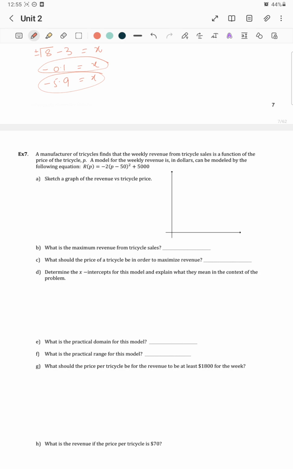Sketch the graph of the revenue versus tricycle price. What is the maximum revenue from tricycle prices? So what is happening? What will be the maximum revenue from the tricycle prices?